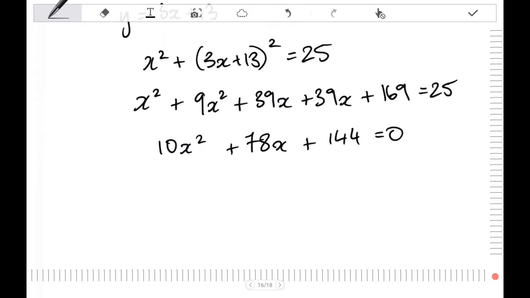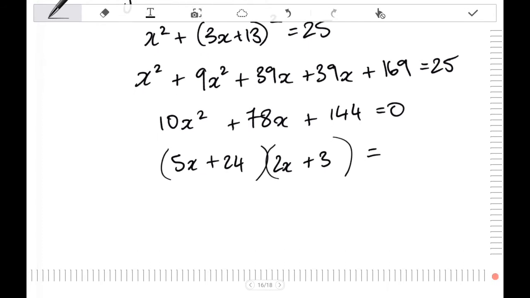You can use the quadratic formula, but from inspection, the way I do it is I usually say, okay, what's the way to make 10x squared? So let's say you could do 10 and 1, you could do 5x, 5x and 2x, and then how do I make 144? There's many ways, but from inspection again, it will be plus 24 and plus 3. So I know that my x, and that is still equals 0.